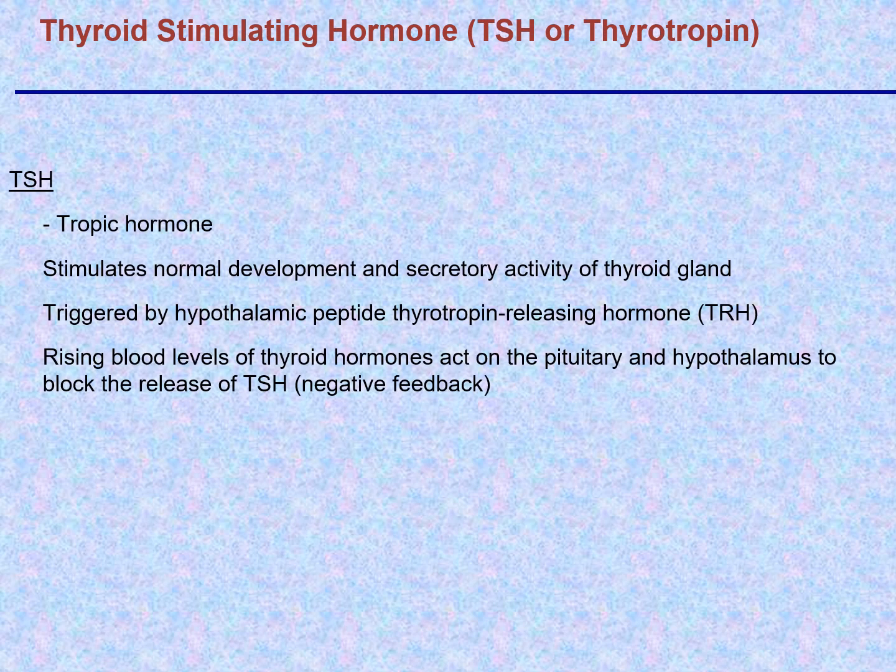Thyroid stimulating hormone, as I said, a tropic hormone, stimulates the normal development of the thyroid, secretory activity of the thyroid. It has a releasing hormone coming from the hypothalamus that can act on the anterior lobe of the pituitary. And if the levels of thyroid hormone rise, then that gives a negative feedback and inhibits TSH.